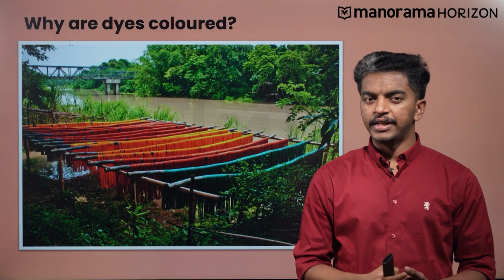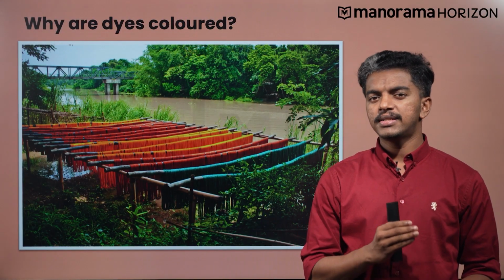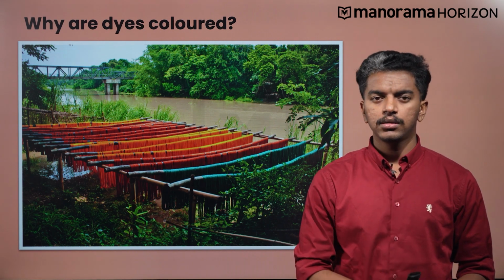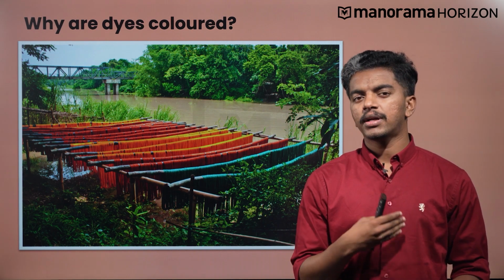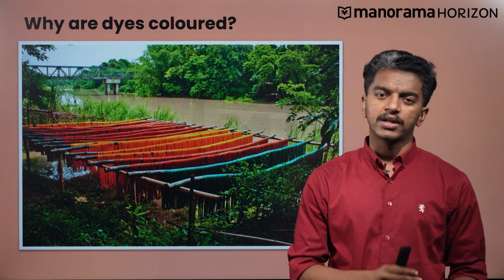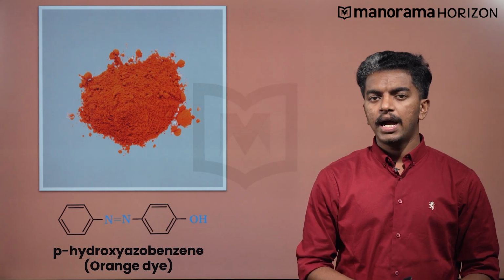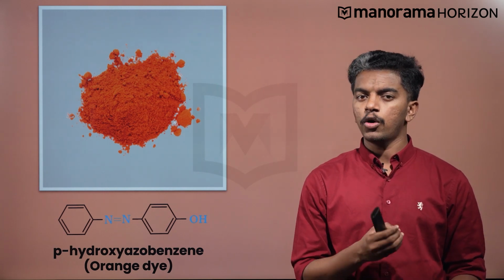You must be familiar with dyes, right? There are distinct dyes for each color. Have you ever thought about what gives them color? Yes, these different colors are due to the presence of different functional groups present in each type of dye. For example, para-hydroxyazobenzene is present in the orange dye.